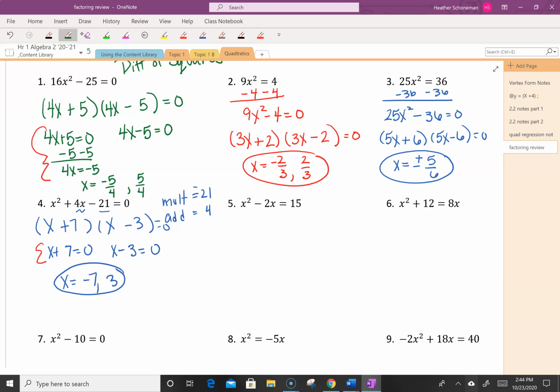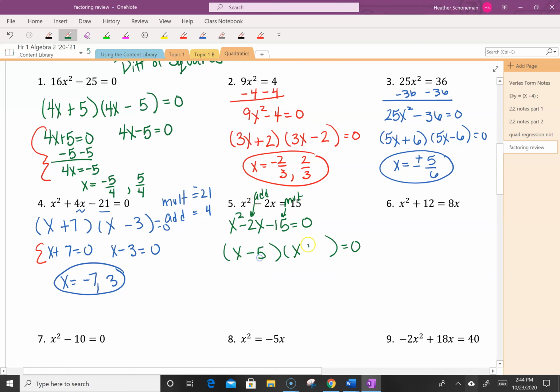Okay, let's look at number 5. I'm going to set it equal to 0. So I've got x squared minus 2x minus 15 equals 0. It's a trinomial with a leading coefficient of 1, so I'm going to go straight to my 2 parentheses. 2 numbers that multiply to negative 15, and add to negative 2 would be negative 5 and positive 3. If I flip that, they would still multiply to negative 15, but they would add to positive 2, and that's not what I want. So when I solve, x equals positive 5 and negative 3.